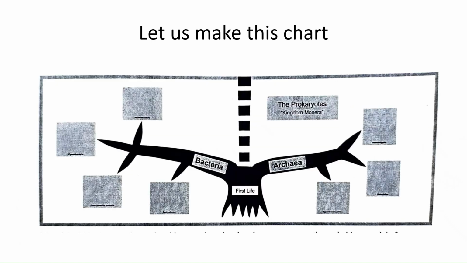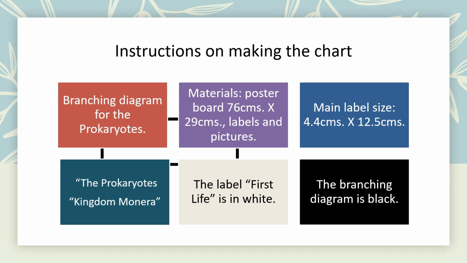Now we need to make this chart. So this is a sample of the chart and you can see the tree with the two branches and the middle one which is dotted as mentioned earlier. Now the instructions for making the chart. Branching diagram for prokaryotes. Materials needed are poster board about 76 centimeters by 29 centimeters. Labels and pictures.